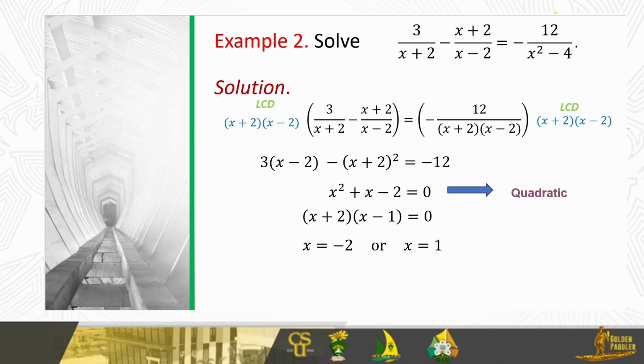Notice that when we substitute x equal to -2 to the original equation, the first denominator becomes 0. That is, -2 plus 2 equals 0. So, we need to reject this value x equal to -2 because it makes the denominator 0. And a fraction with denominator 0 is not defined. Notice also that when x is equal to 1, substituting this to the original equation satisfies the equation. Therefore, the solution set is the set containing 1.